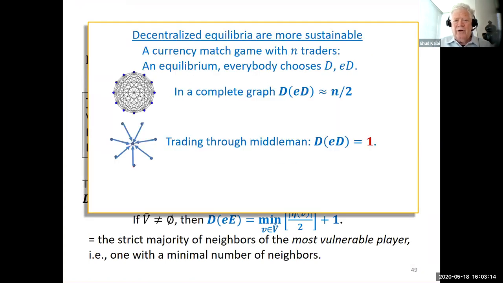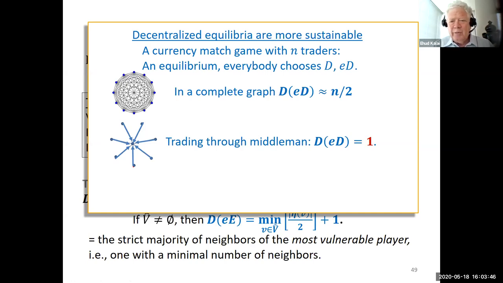Let me just give you two graphs that illustrate the point. So imagine two villages with 1,000 people. One is the complete graph where everybody trades with everybody. And the other village with the same number of people, everybody has to trade through a central middleman. And the equilibrium is what medium of exchange, which kind of money to use to trade. And let's say in the equilibrium, everybody uses dollars in both.